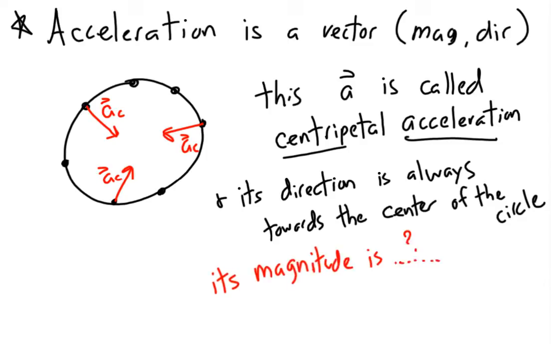We know the direction of this vector, it's always towards the center, but what's the magnitude? Well, we don't know that. That's the primary question of this video that we're going to explore.